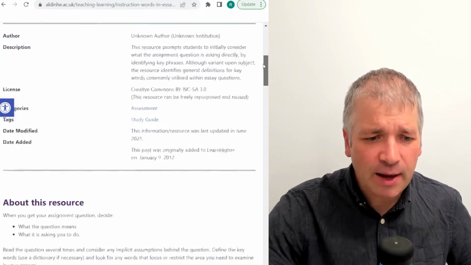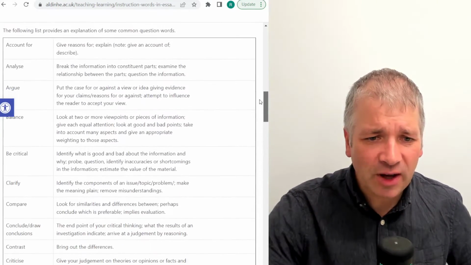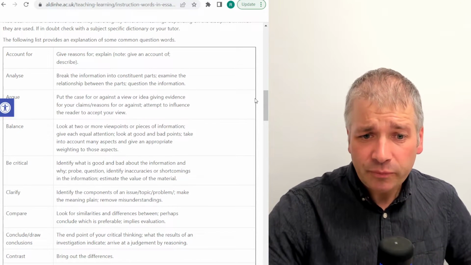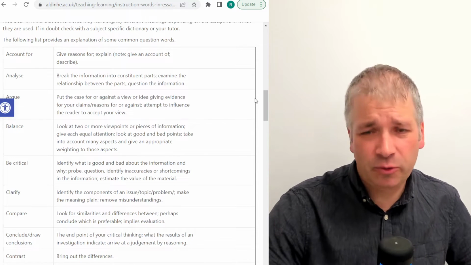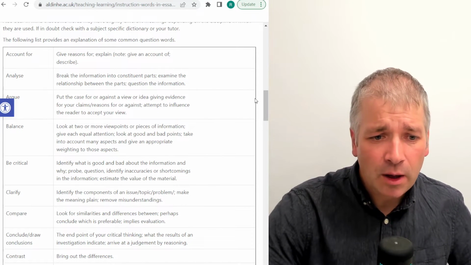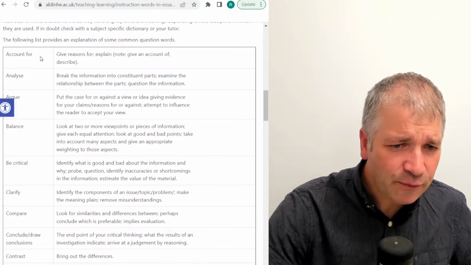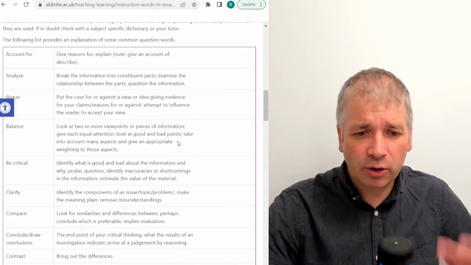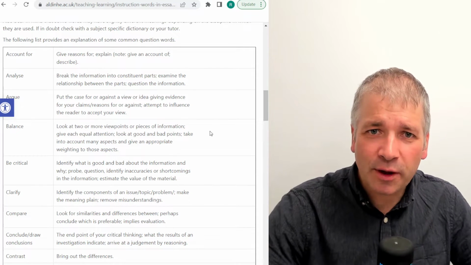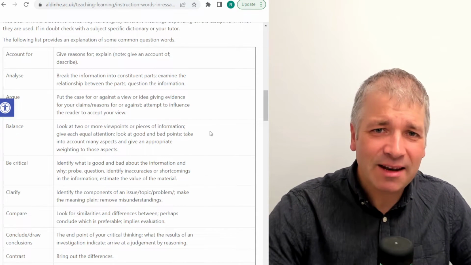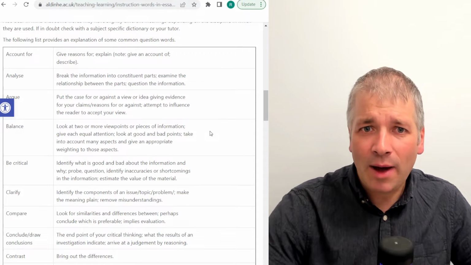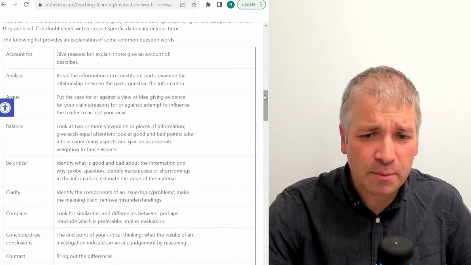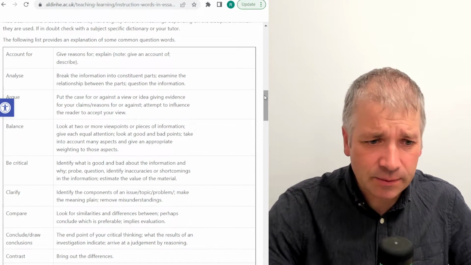And if you go down the page, you will come to a table that lists some common question words or instruction words. Really, that means the same thing. The instruction words are on the left. So we have account for, analyse, argue, balance, be critical, clarify, on and on and on. And these are all words that you'll normally find in an essay title or essay question. And then the explanation of what these words mean is on the right.